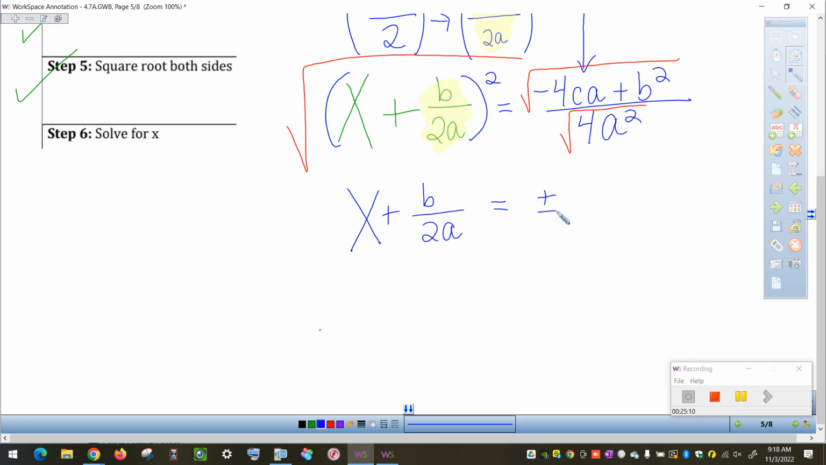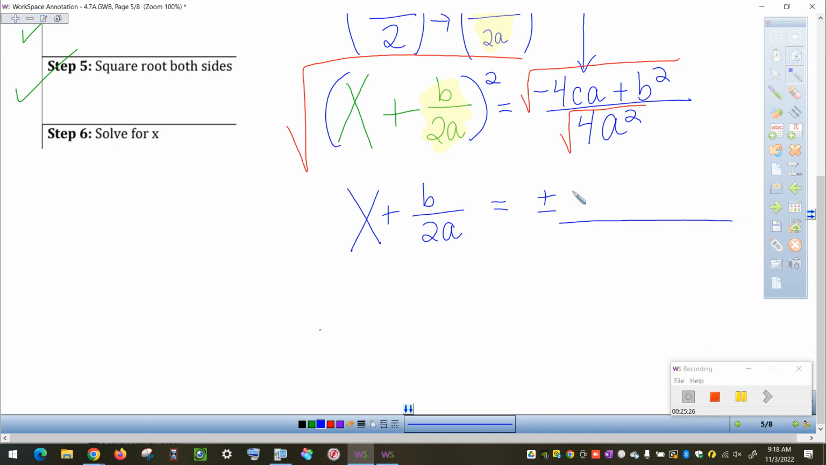Now, there's nothing that we can do on the numerator part. We cannot take the square root of those pieces, even though b squared is a perfect square. Remember, we just said, well, there's a plus sign here, so we're not actually able to square root anything. So we're going to leave that exactly as it is.